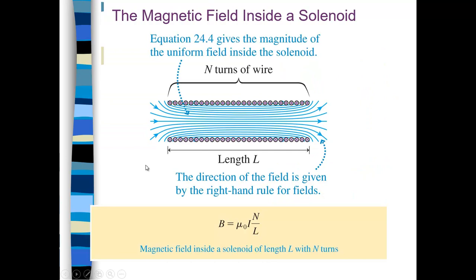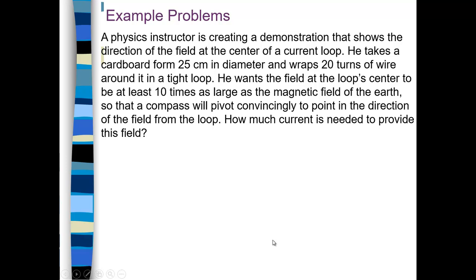Now, if we have a solenoid, you do know the number of turns, and you just take the number of turns and divide it by the total length of the solenoid. Direction again is given by the right-hand rule. Okay, so let's do a few examples.